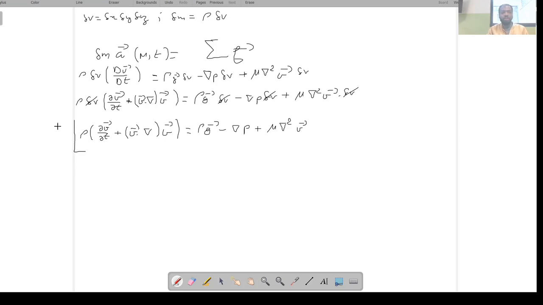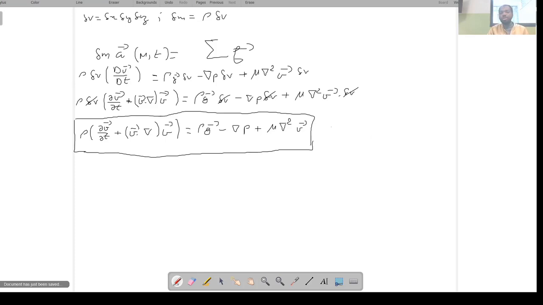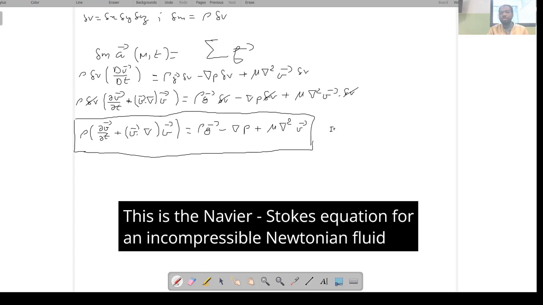This is the Navier-Stokes equation. This is the Navier-Stokes equation in general form, and we assume this is for incompressible fluid, compressible fluid.